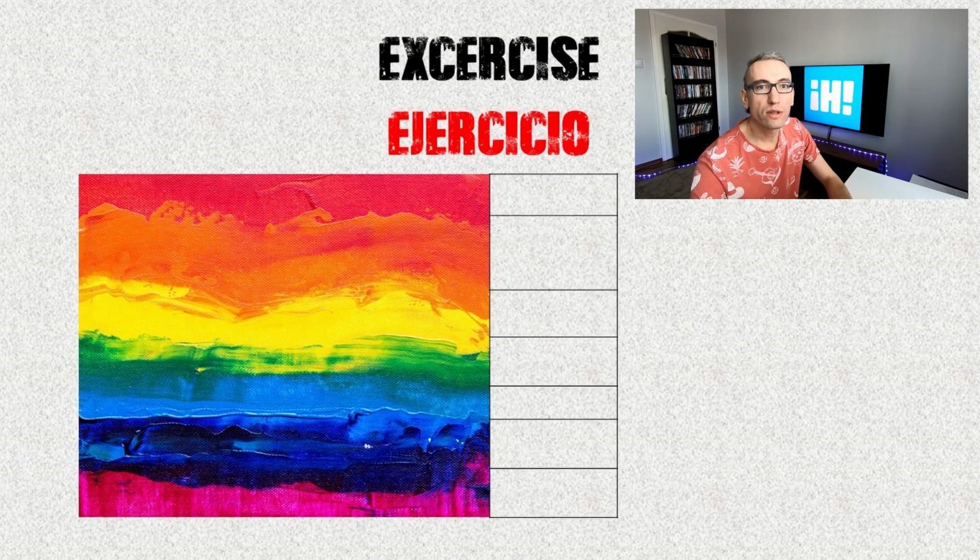Now let's practice a little bit. I prepared a simple exercise for you, and you can check what you learned so far. So we have a rainbow, a nice painting, and let's start naming the colors from the top. So what do you think the first color is? Yeah, it's rojo. Rojo means red. Then it's followed by, that's right, naranja. Naranja means orange.